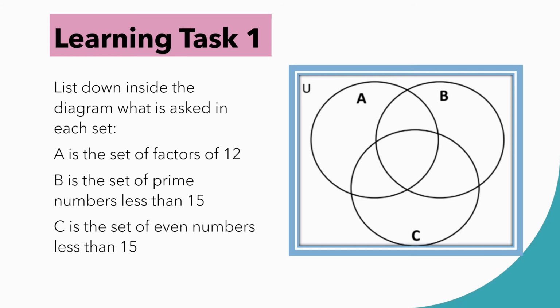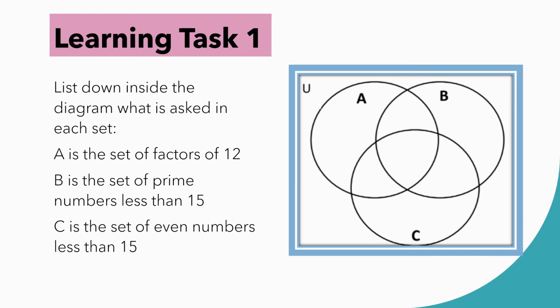First, A is the set of factors of 12. So what are those numbers that are factors of 12? B is the set of prime numbers less than 15. So what are those prime numbers less than 15? For C, you are going to list the set of even numbers less than 15.